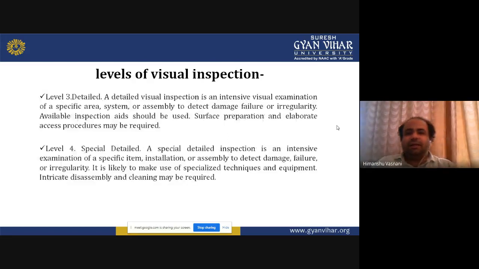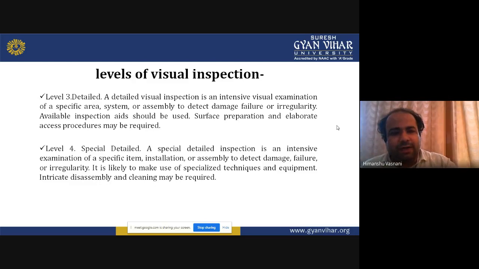Okay. Third is detail inspection. Detail inspection means you do an intensive visual examination of a specific area, system, or assembly to detect failure, damage, or irregularity. And for this, you use some kind of probes called inspection aids, which we have discussed earlier. Surface preparation and elaborate access procedures may be required for that.